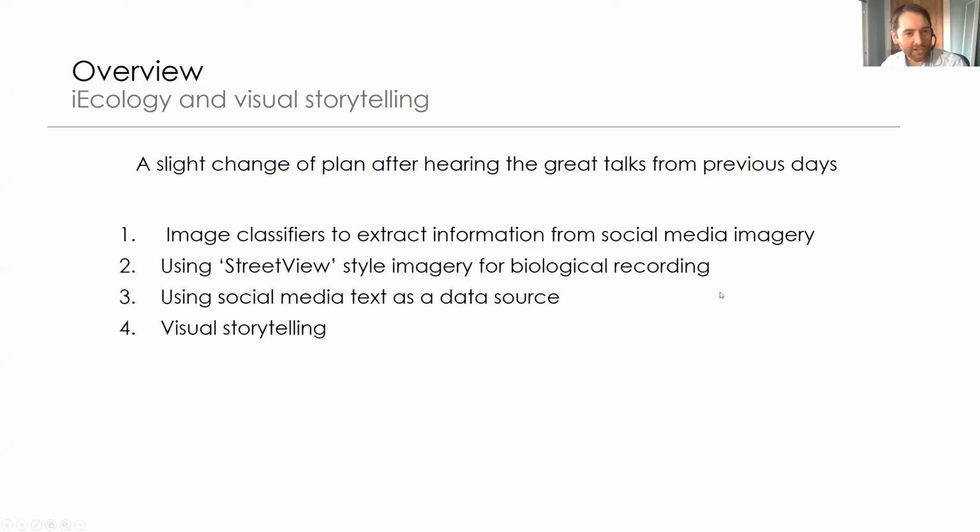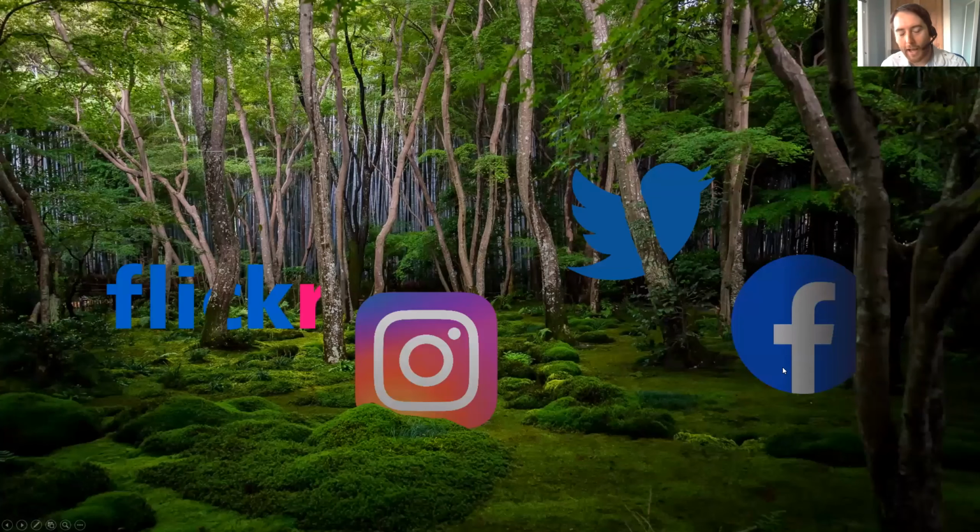So as I said, changed a little bit. I'm going to talk first about using image classifiers to extract information from social media imagery, focusing on Flickr. Then I'm going to talk a bit about using Google Street View style imagery for monitoring species along linear infrastructure. And then I'm going to talk a bit about using social media text as a source of information, and then close up with the visual storytelling elements. So let me just plow straight on.